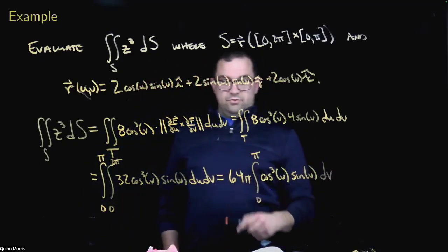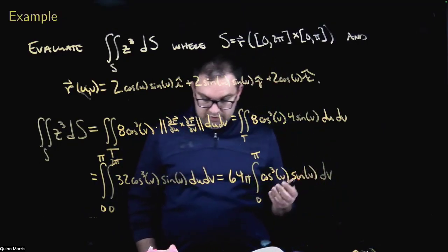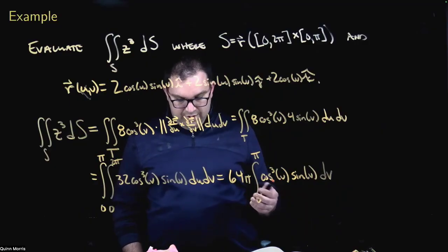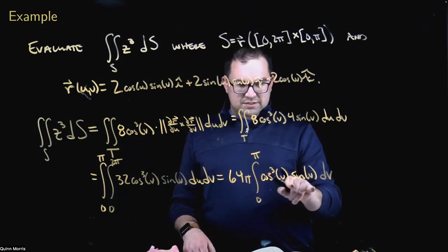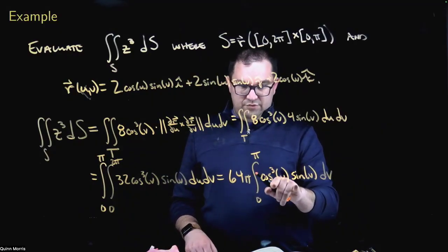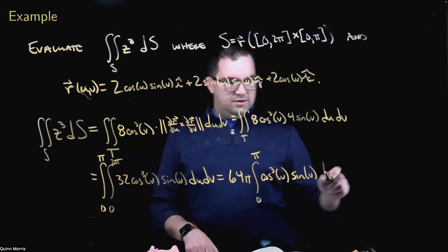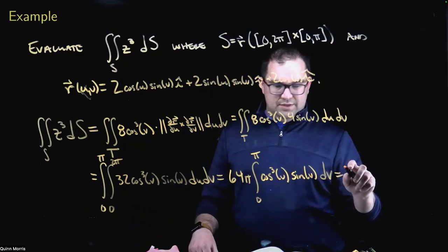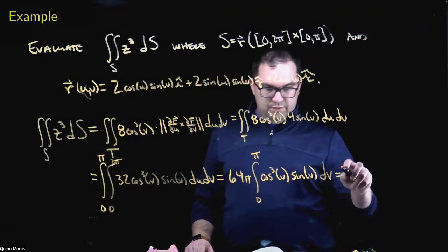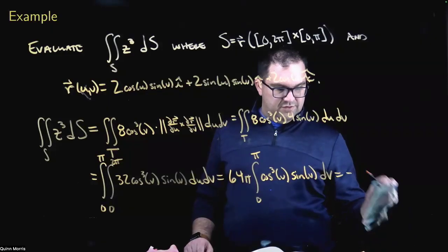Now, to evaluate this integral, one way you can do a u substitution. The other way to do this is just to recognize that this has come out of some sort of chain rule. And so the easiest way to do this is probably just to guess and check what the antiderivative here is. And so I think we ought to get a minus, oh, sorry, we're going to still have the 64 pi.